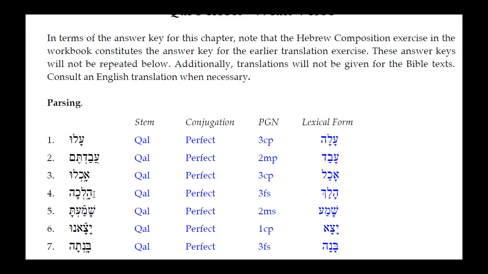Number four is halakhah, and this is where we get the word halakhah from. The qamets and the hey ending is telling us that it is third feminine. So this is a Qal, perfect conjugation, third feminine singular from halak, to go or to walk.